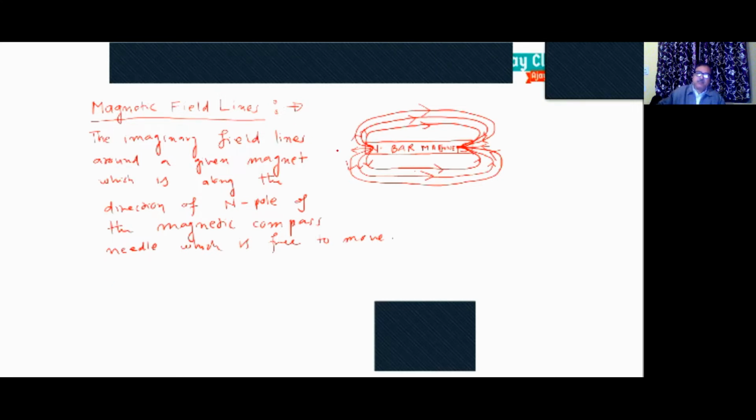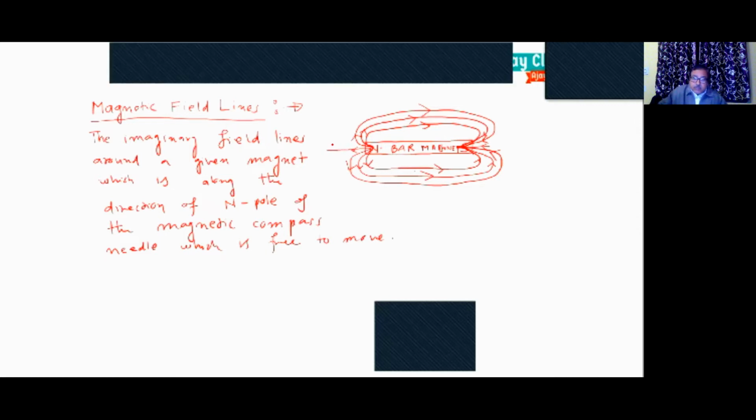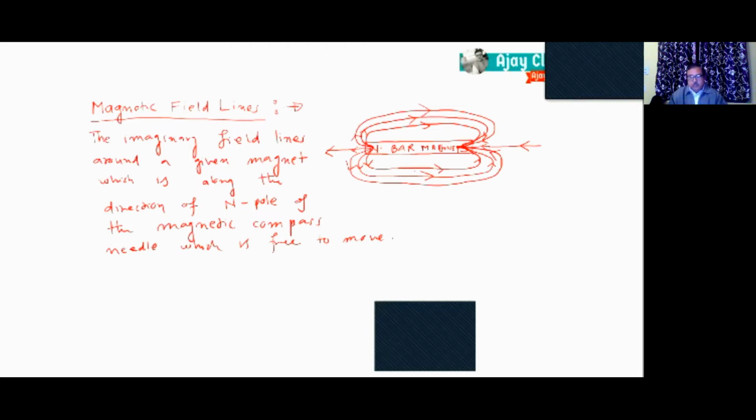When we put the magnetic compass needle, it is free to move, and the direction along which the magnetic compass needle moves is the direction of the imaginary field lines. The pattern of arrangement of all the field lines is such that it always arises from the north pole. We have shown here with the arrow, and the direction to which the field line comes is the south pole of the magnet. So it is the magnetic compass needle which decides the actual direction of the field lines.